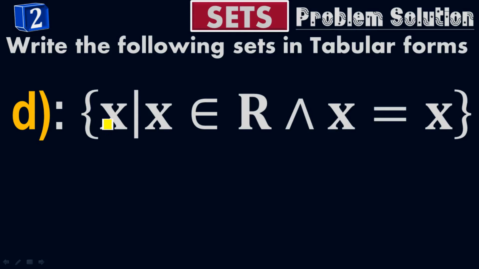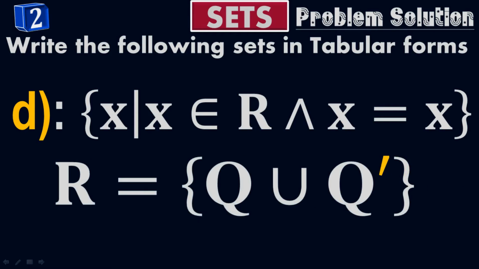Part D. It is the set of all x such that x belongs to real numbers and x equals x. X belongs to real numbers but x equals x. So what will be its tabular form? This is going to be the tabular form.